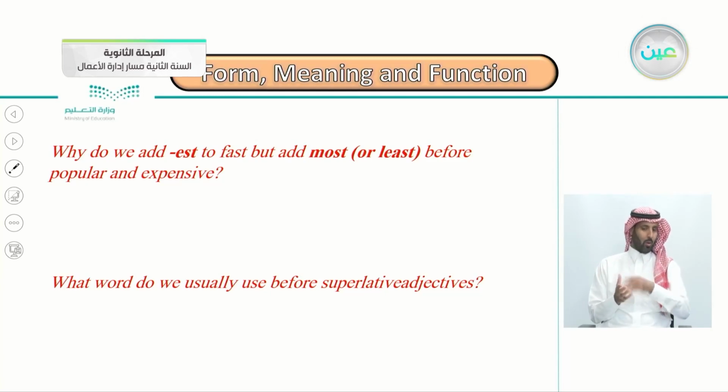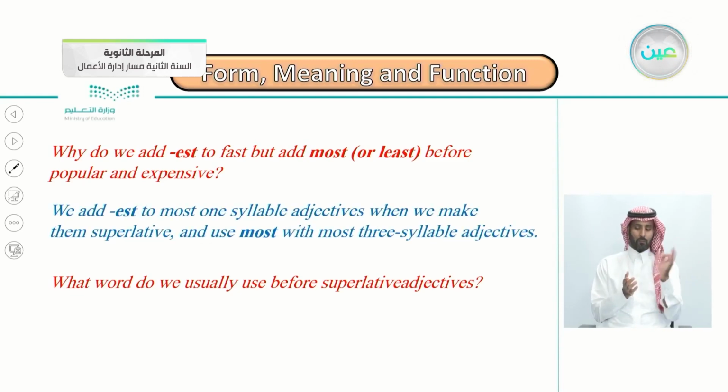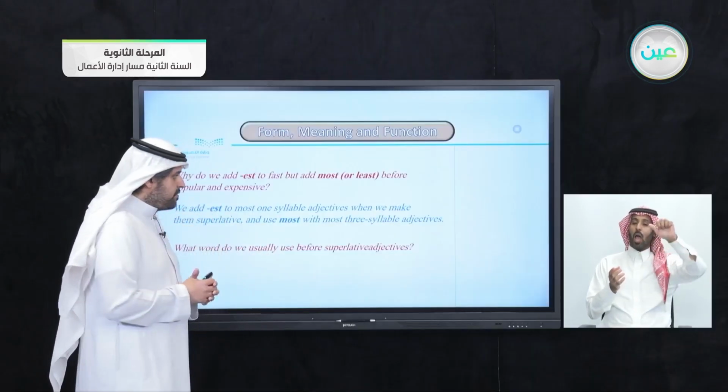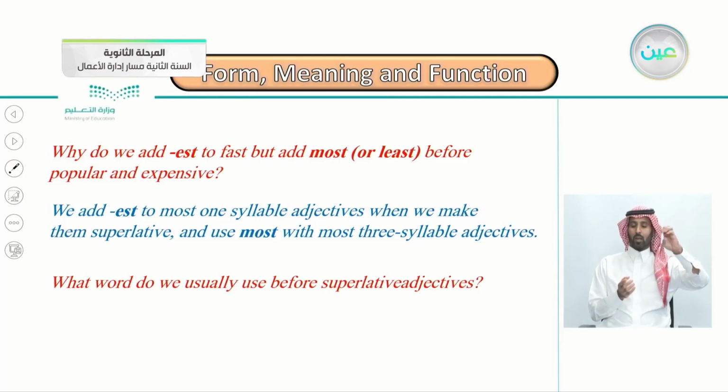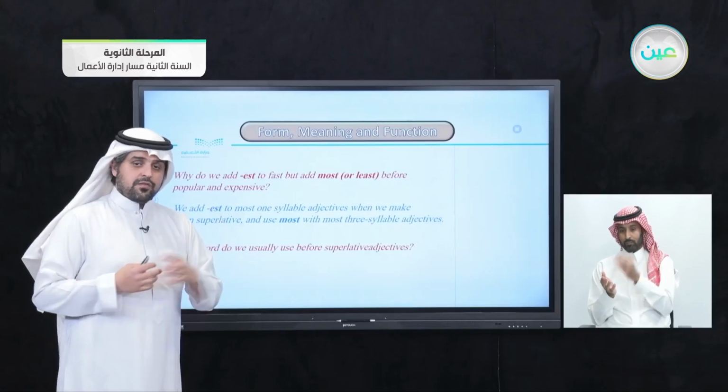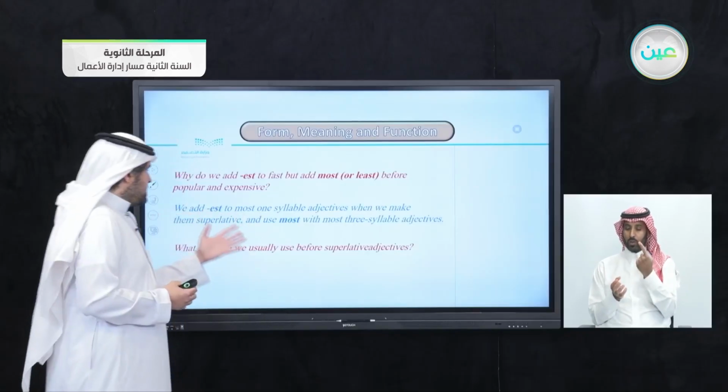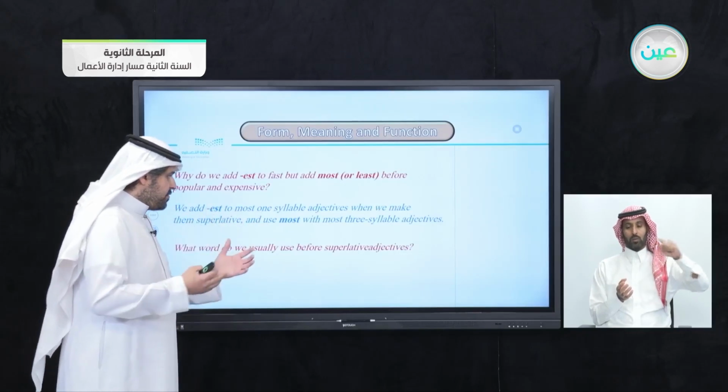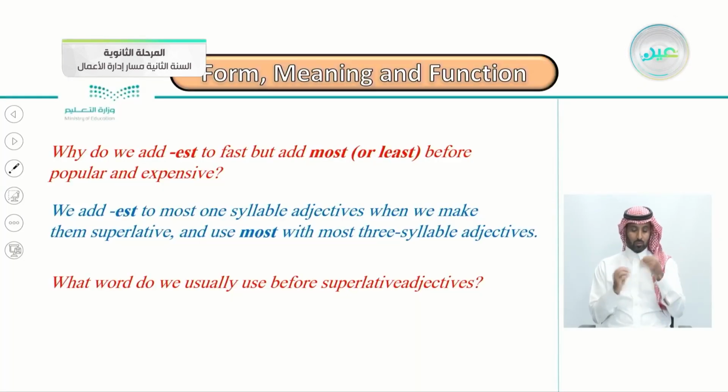Again, why do we add est to fast, but add most or least before popular and expensive? We add est to most 1-syllable adjectives, just like we did in the comparative, when we make them superlative, and we use most with most 3-syllable adjectives. So we're coming back to the syllables. If it's most of the 1 syllable, we use est, the fastest, for example. And if it's most 3-syllable adjectives, we write most or least.